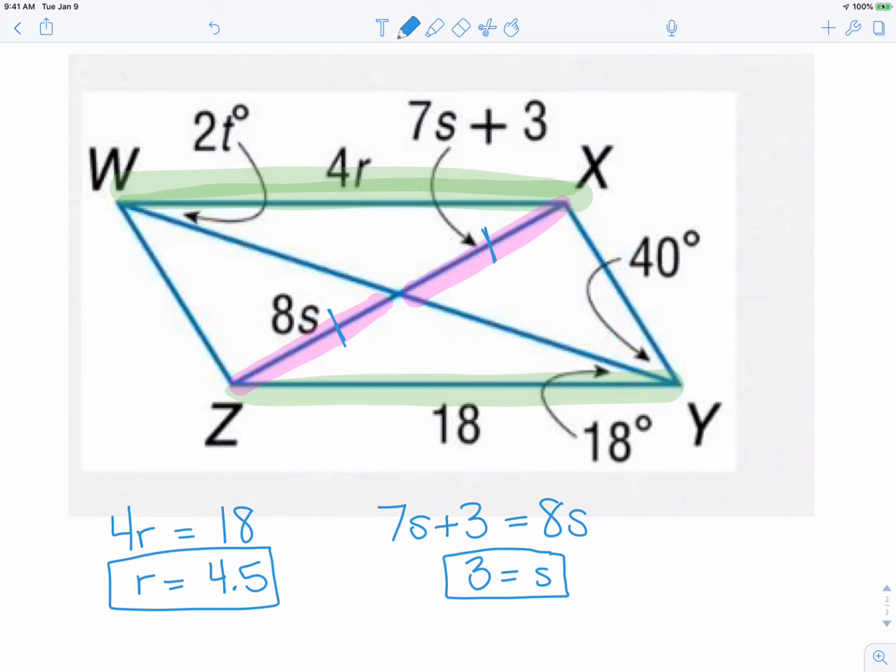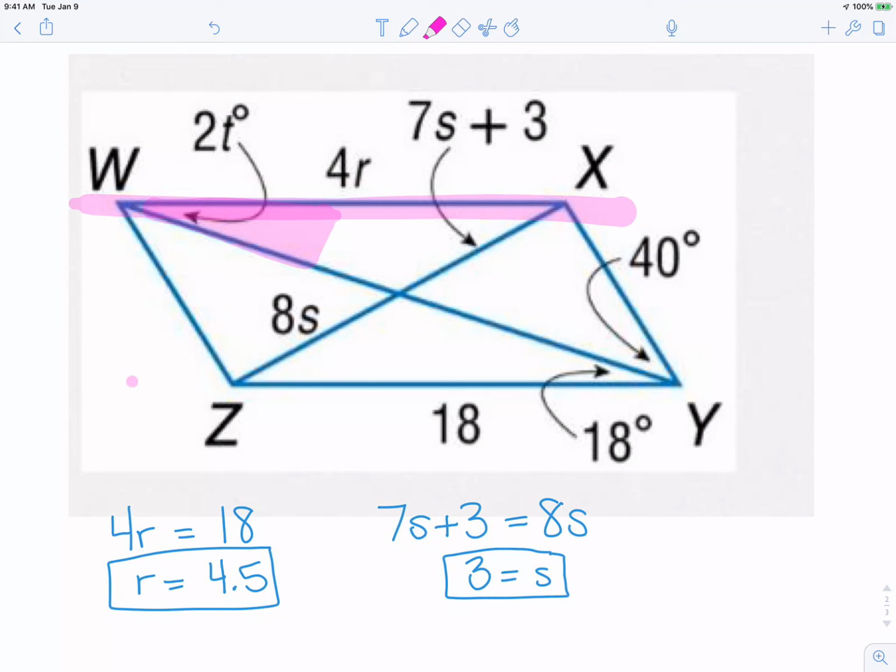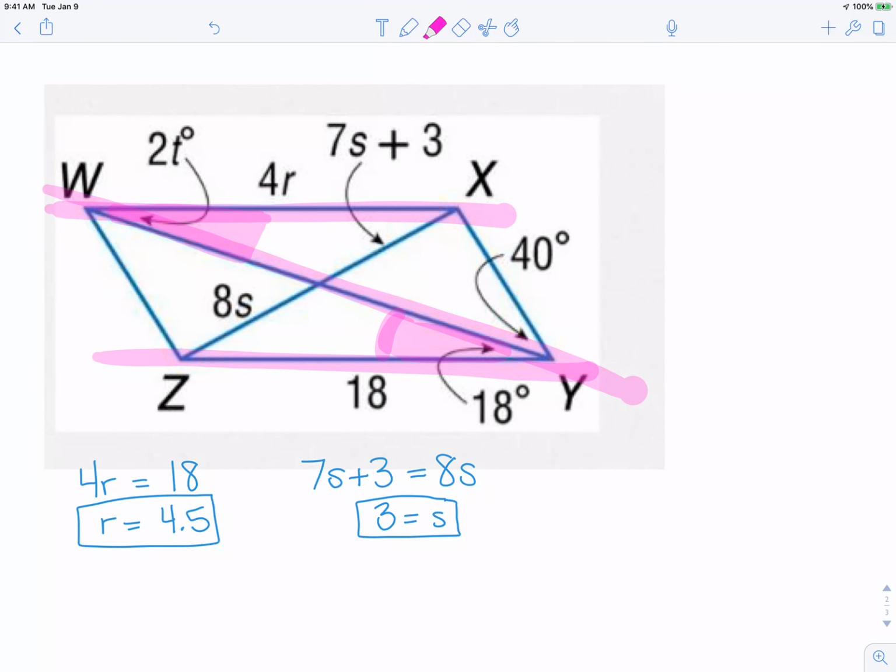All right, T is next. So the part that has T would be this angle right here. And since a parallelogram has parallel sides and this acts as a transversal, we can set it equal to its alternate interior angle. So angle XWY is alternate interior to ZYW. So we can set those equal to each other. So 2T is equal to 18 divided by 2, and T is equal to 9.